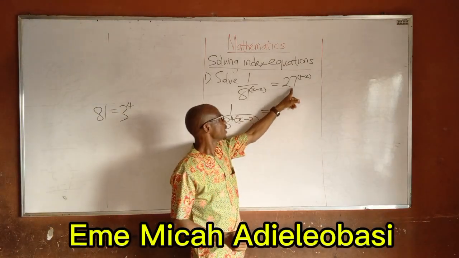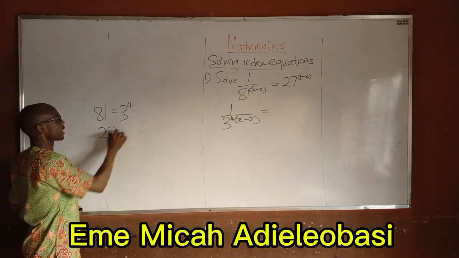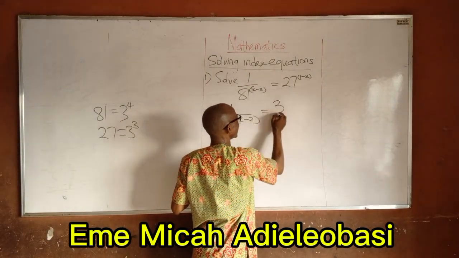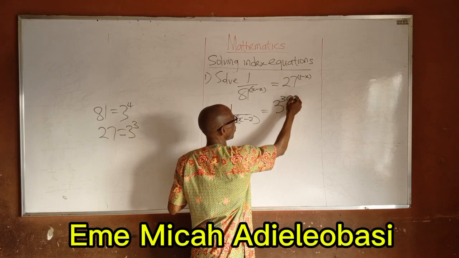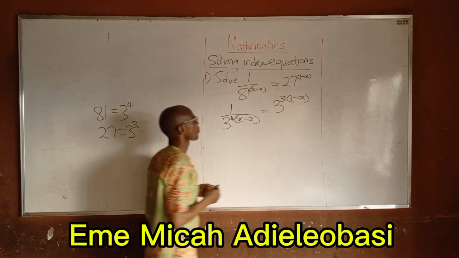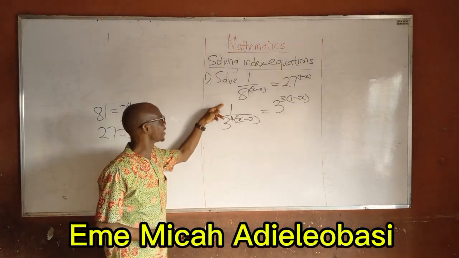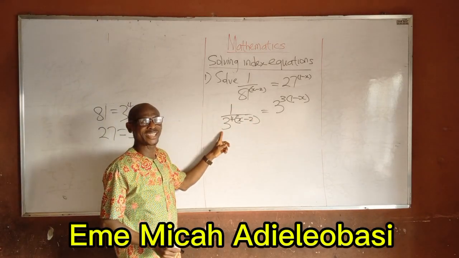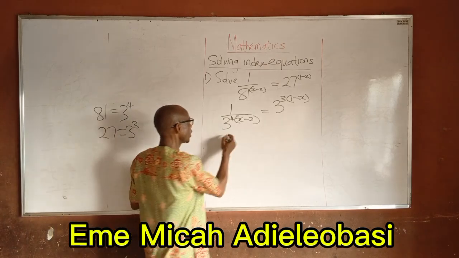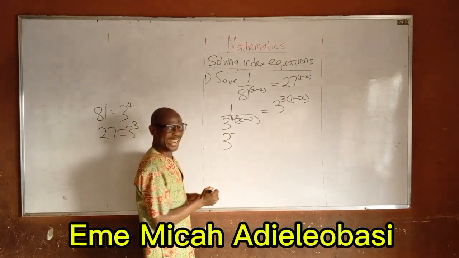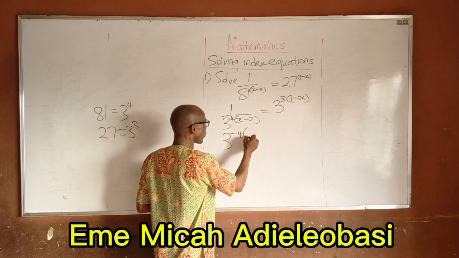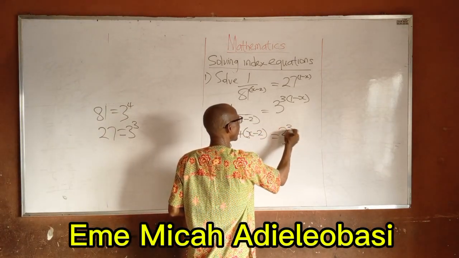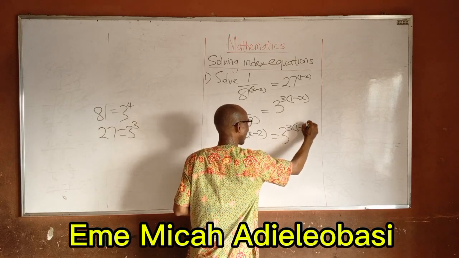While 27 can be written as what? 27 can be written as 3 raised to the power of 3. So we can now write 3 raised to the power 3(1 minus x). From our indices, 1 over this value is the inverse. So it now becomes 3 raised to the power minus 4(x minus 2) equals 3 raised to 3(1 minus x).